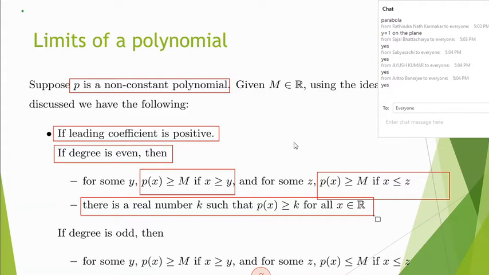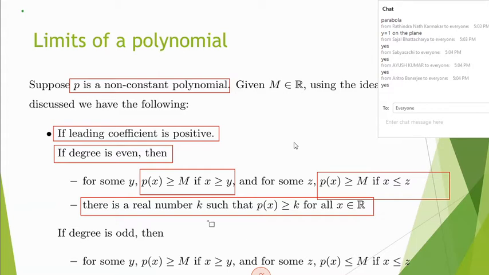That is, there is a real number k such that p of x is greater than or equal to k for all x belonging to R. Graphically, what this means is, there is a certain line y equal to k such that the graph will always stay above that line. So these are the results that we have for even degree and positive leading coefficient. The second result you can also prove using the first result and a little bit of algebraic manipulation. Just follow the previous.